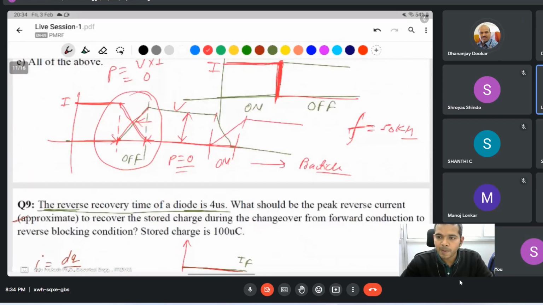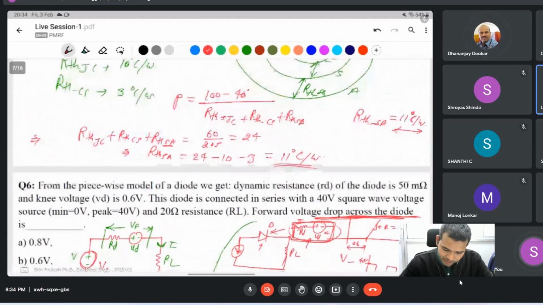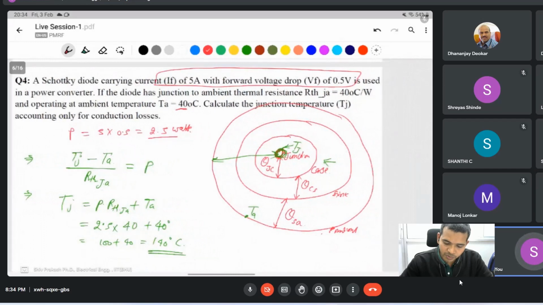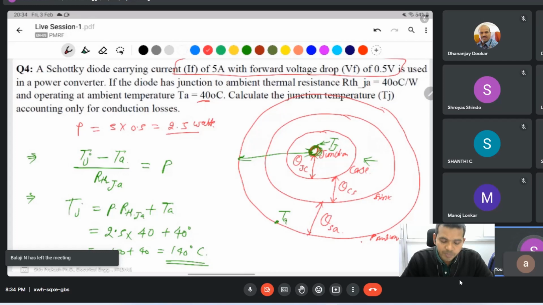Sir, can you explain question number 4 and 5 again? Okay, I explain. This one, question number 4: a circuit diode given current carrying 5 ampere with a forward voltage drop of 0.4 volt is used in a forward converter, in power converter.